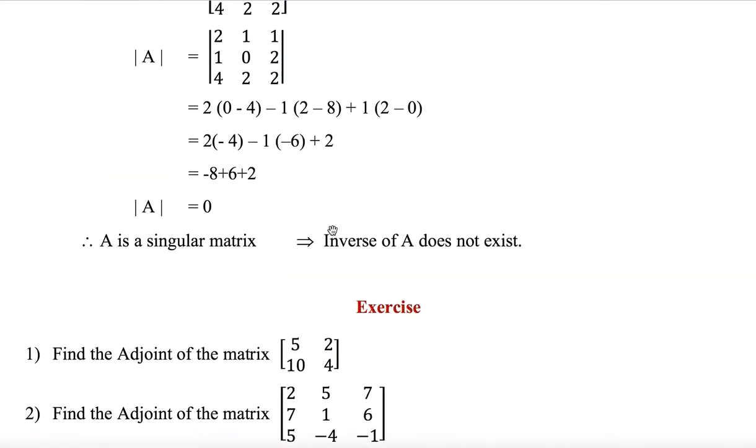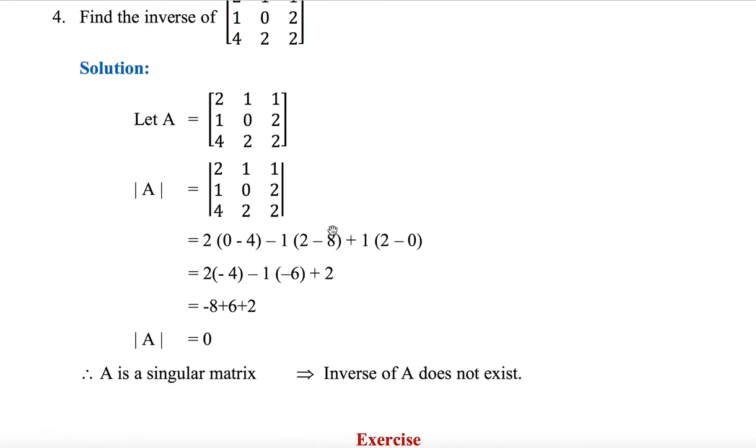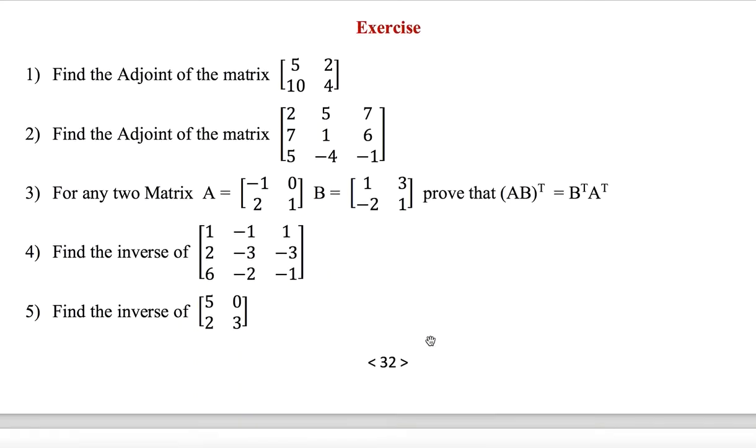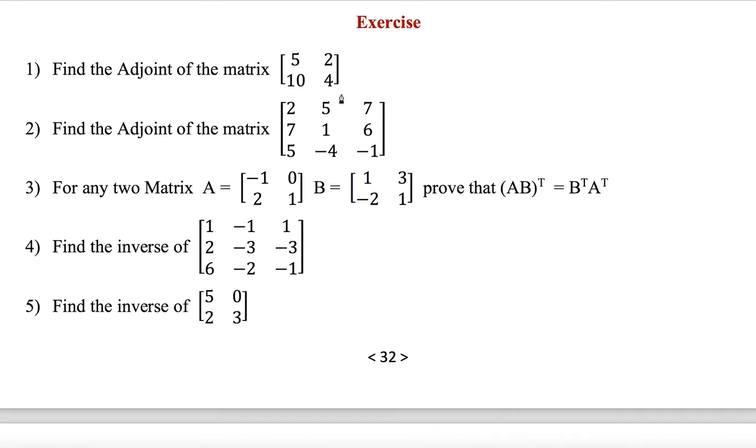Now there is one more example problem, where det A becomes 0. When det A becomes 0, A is a singular matrix, so the inverse of A doesn't exist. Find the adjoint of the matrix 5, 2, 10, 4. Adjoint means you already know, right? The transpose of the cofactor matrix is your adjoint matrix. That is what we learned.